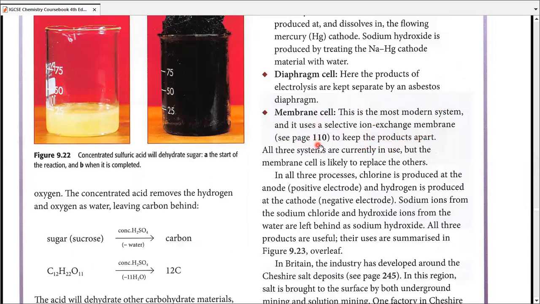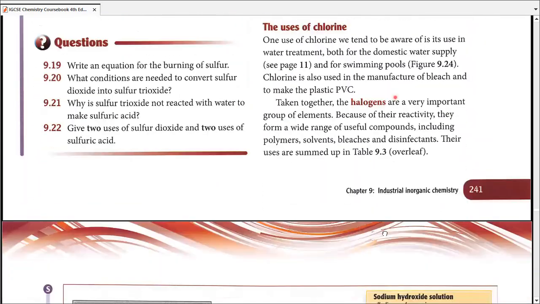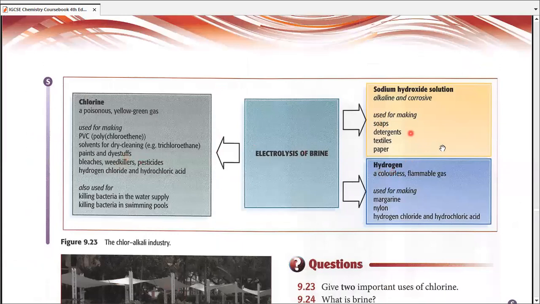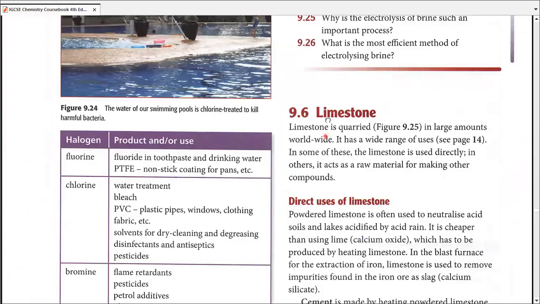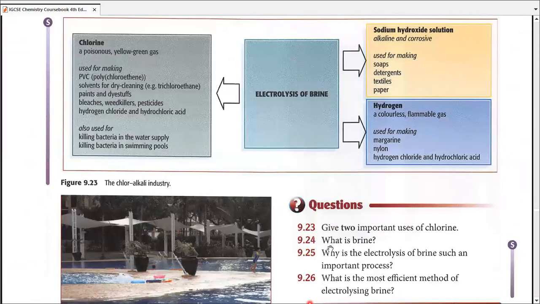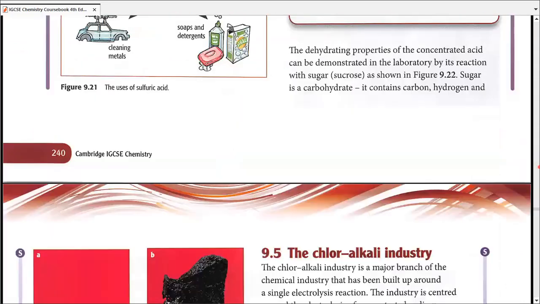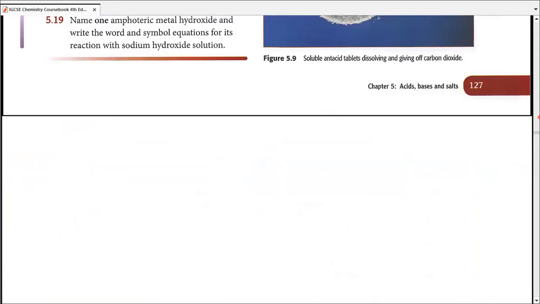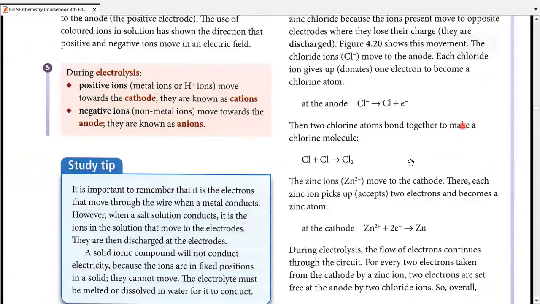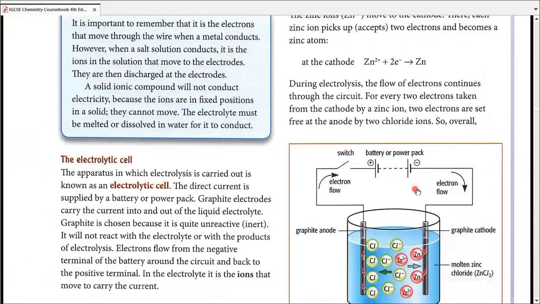We are going to see this back on page 110, which we were previously studying. What I wanted you to see is that we have three products from electrolysis of brine. Chlorine, there you have its uses. Sodium hydroxide, their uses. Hydrogen, their uses. Since uses are not a part of chapter 4, that's why we do not discuss it over here. So I'm not going to teach you uses, and was just referring to it since they're literally a part of chapter number 9 and never asked in chapter 4.